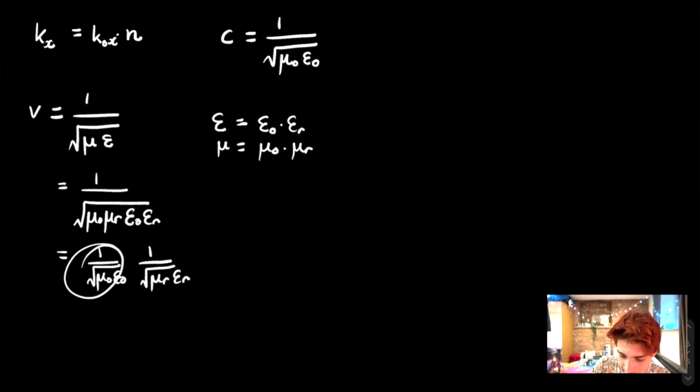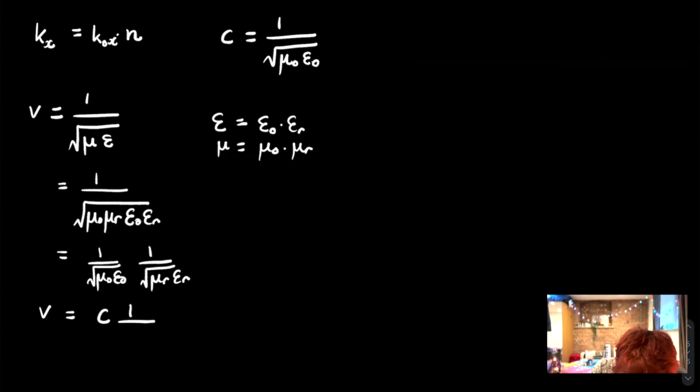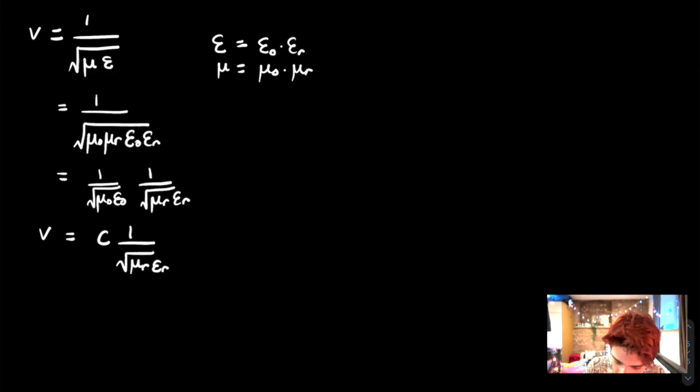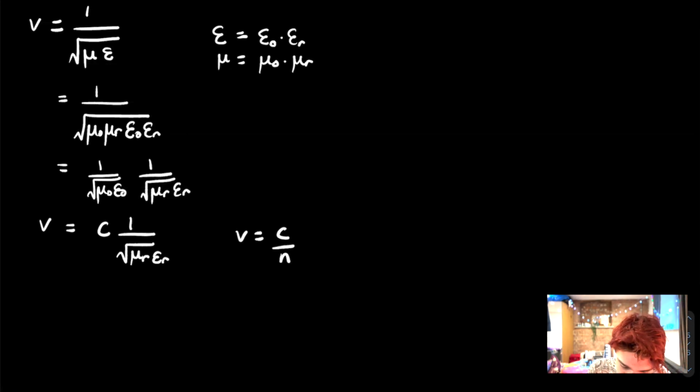But of course we said that 1 divided by the square root of mu naught epsilon naught is simply equal to the speed of light, c, right here. This is what Maxwell derived. So we get that v is equal to c times 1 over the square root of mu r epsilon r. But of course we said that v is equal to c divided by n. So therefore, if we divide both sides by the speed of light and then just kind of flip it over, we simply get that the refractive index is equal to the square root of mu r times epsilon r, right here.